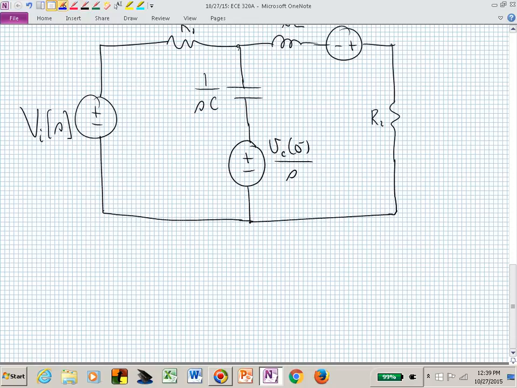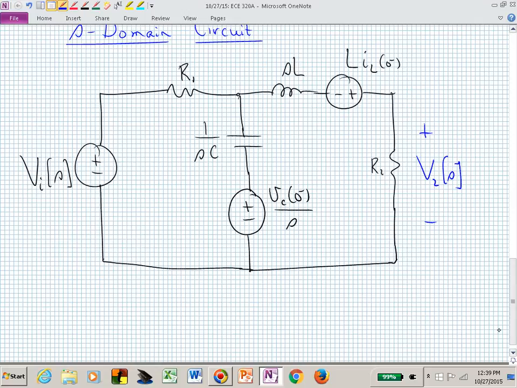And if we're still interested in this output voltage, in solving this circuit, we could find that in the S domain as capital V sub 2 of S. And if you were just given this circuit, you might say, oh, let me do mesh analysis, and that would be okay. You could now have these two mesh currents. Let's call this capital I sub 1 of S, and that mesh current is I sub 2 of S.